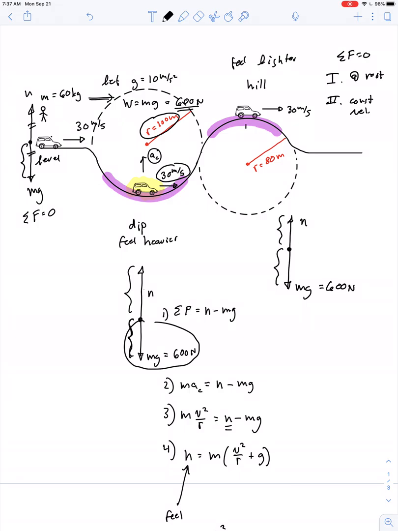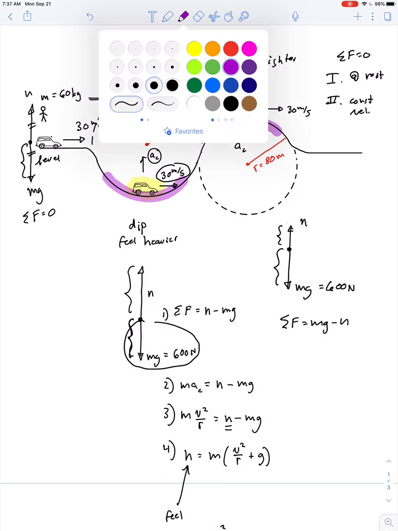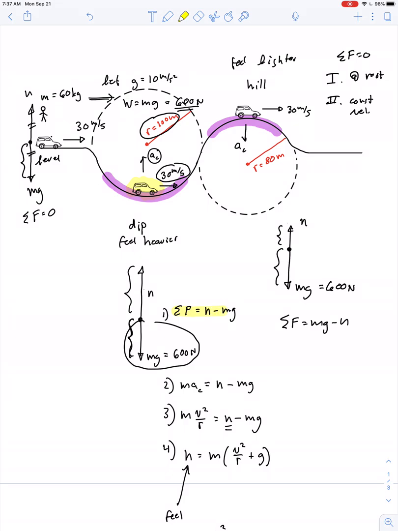So there is a centripetal acceleration as you go over the top of the hill, which means the normal force must be smaller in magnitude than mg, so that the net amount of force points downward. So this time the net force is mg minus n, right? Through the bottom of the dip, we said the net force is n minus mg. Here we're saying the net force is mg minus n.